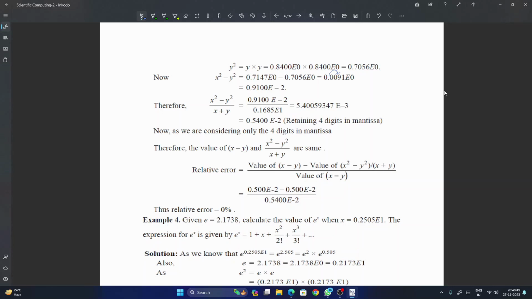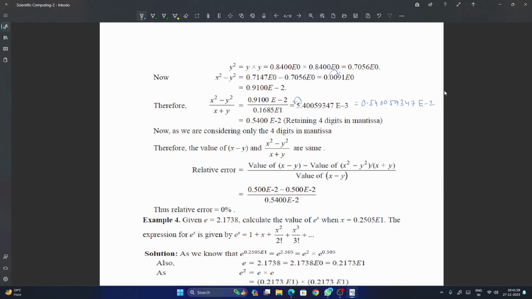So now calculate the division. So x square minus y square by x plus y. So it will be 0.9100 e minus 2 and 0.1685 e1. So after the calculation, our integer division, you may get 5.4005937 and e minus 3. Now since you have to shift the point to before the 5, you will get 0.54005937 and e of minus 2.